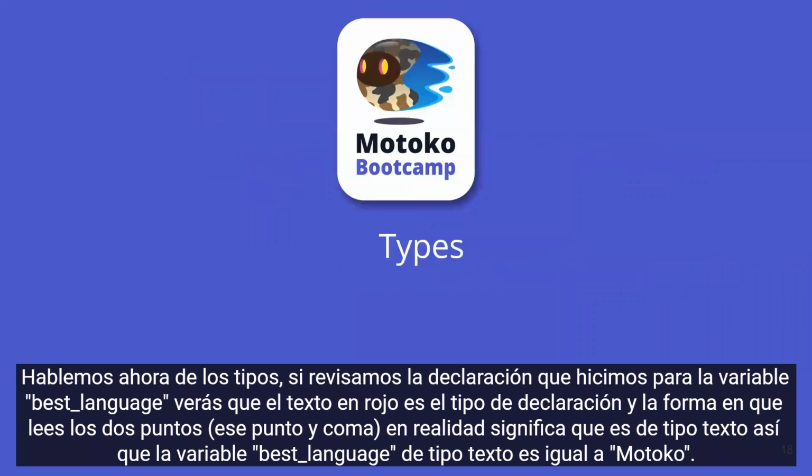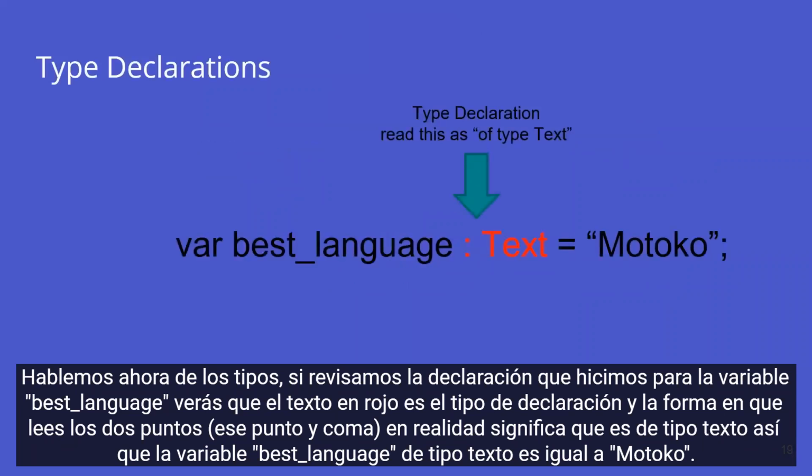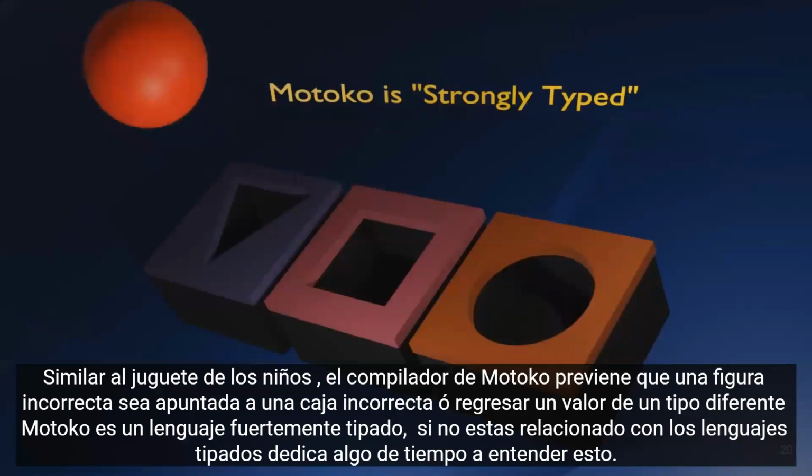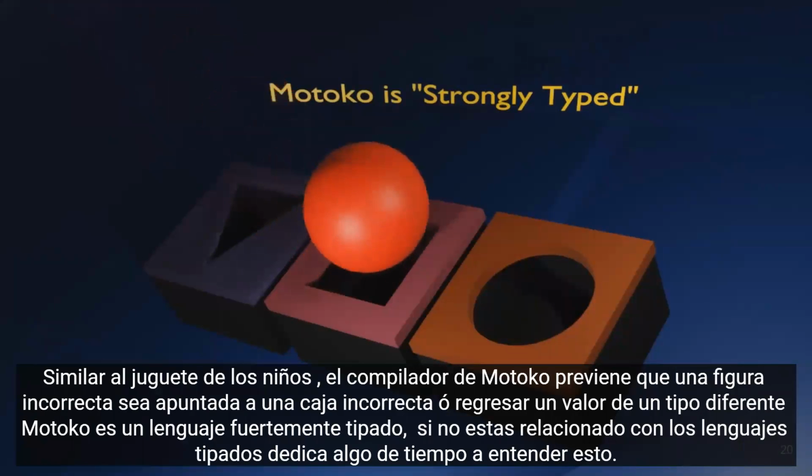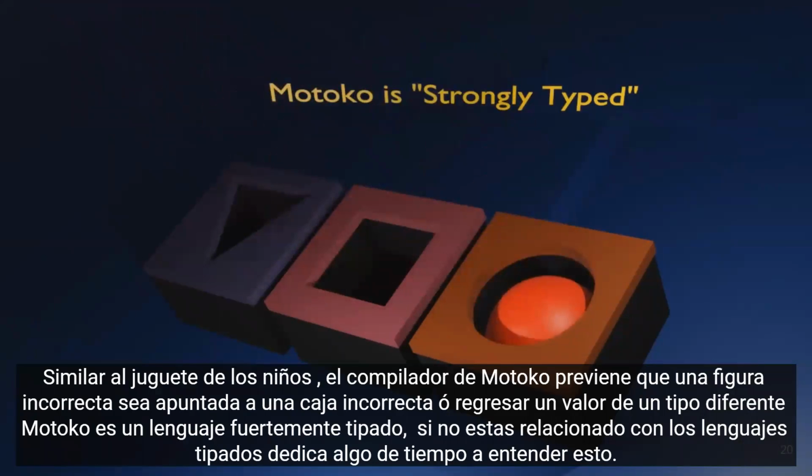So now let's talk about types. If we revisit the declaration that we did for the variable best language, you see the item in red. It's the type declaration. And the way you read that colon text, it actually means of type text. So variable best language of type text is equal to Motoko. Similar to the children's toy, the Motoko compiler prevents the wrong shape, a value, from being put into the wrong box, a variable, function argument, or a return value of a different type.